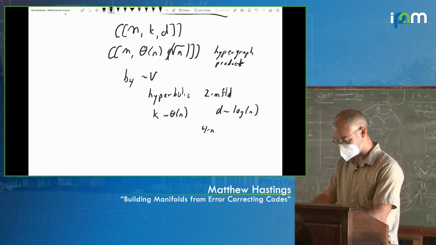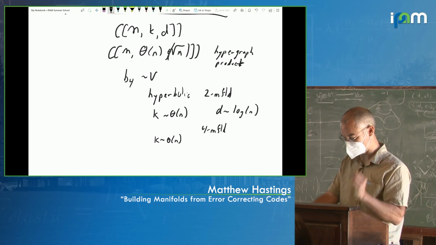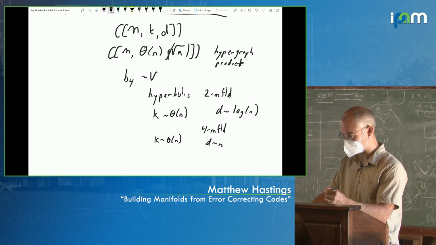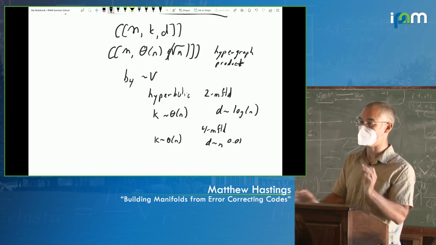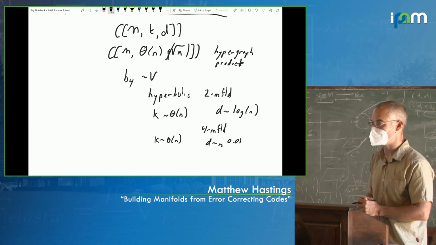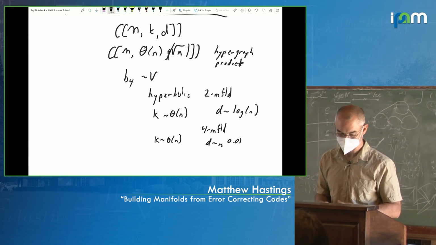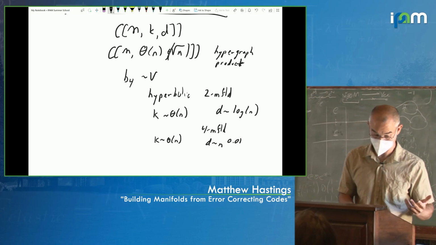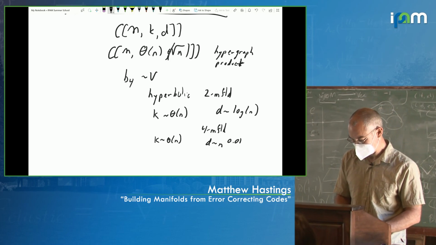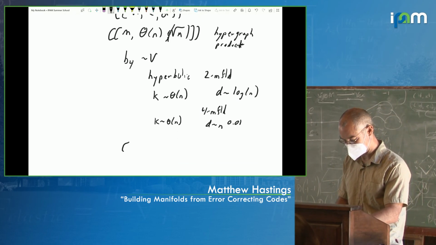And if you take a hyperbolic 4-manifold, you get k as theta of n when you put the qubits in dimension 2, and you can get d that's, I don't know, n to the 0.01 or something. It's a little bit super-logarithmic, some very low power. So here you can build a manifold with an extensive Betti number and with large distance. So it's an interesting property of a manifold. And there are classical codes where there is n, theta of n, theta of n.